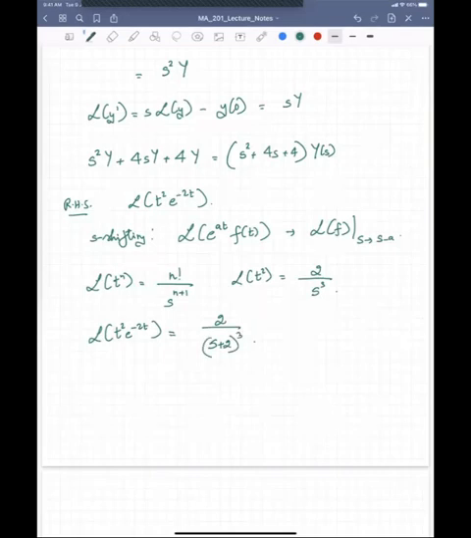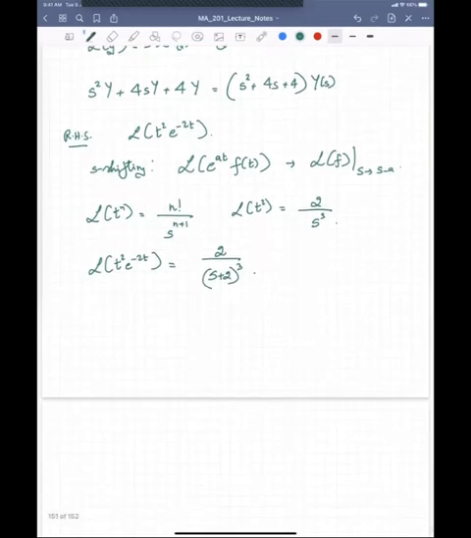Okay. So now I will write this ODE as an algebraic equation equating the left and the right hand sides of the equation. The left hand side is s squared plus 4s plus 4 times Y of s. The right hand side is 2 over s plus 2 whole cubed.